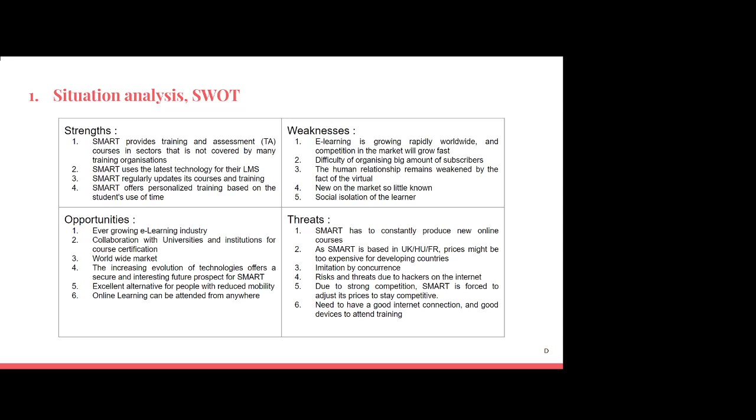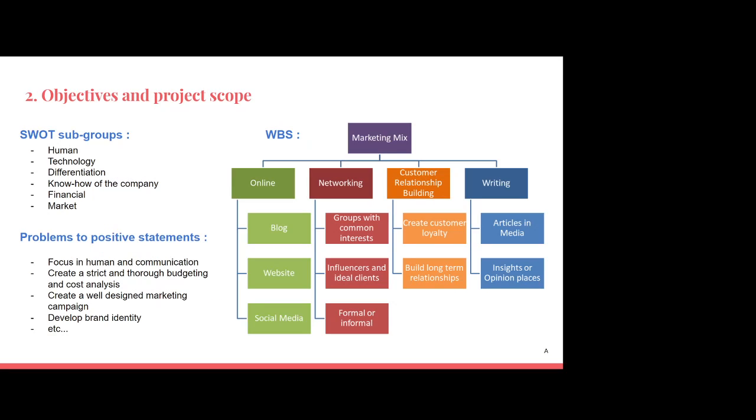For example, in opportunities, there is the worldwide market because we are an online site. In threats, Smart has to constantly produce new online courses, and the risk and threats due to hackers on the internet are present. So the next screen. Okay, and according to the SWOT analysis, we created subgroups, the human or technology aspect and differentiation, and for many things in more detail, you can find all the details in our project document.